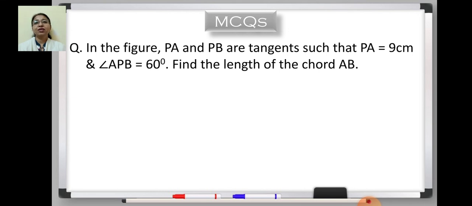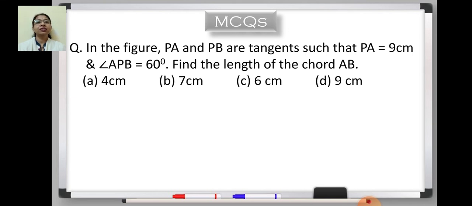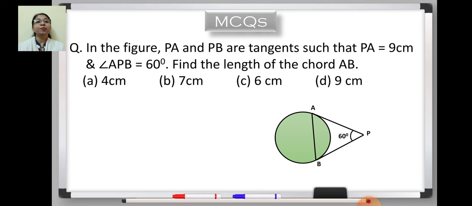Now MCQ question. In the figure, PA and PB are tangents such that PA is equal to 9 cm and angle APB is equal to 60 degrees. Find the length of the chord AB. Right? And the options are 4 cm, 7 cm, 6 cm and 9 cm. So children, let me give you the hint how to solve this.